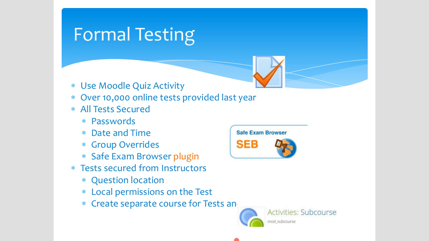And by using the sub-course plugin, I put a little screenshot of the plugin, we use that to then pull in the grade from that test course to the main course page. And that way we can set all permissions directly on that course.